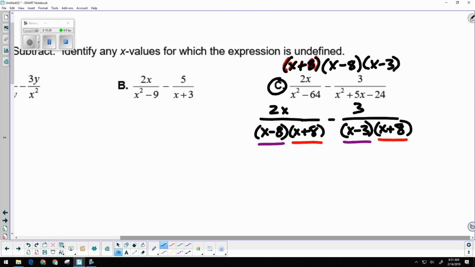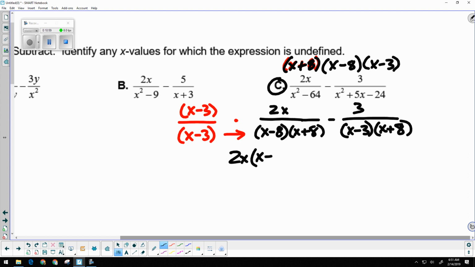Now, how do we create that common denominator? Well, just like we did in the previous problem, we are going to use multiplication. So for this denominator right here, which factor is it missing? It's missing the x minus 3, so I'm going to multiply it times x minus 3. And whatever I do to the bottom, I've got to do to the top. The result: 2x times x minus 3 all over this x minus 3 times x minus 8 times x plus 8.